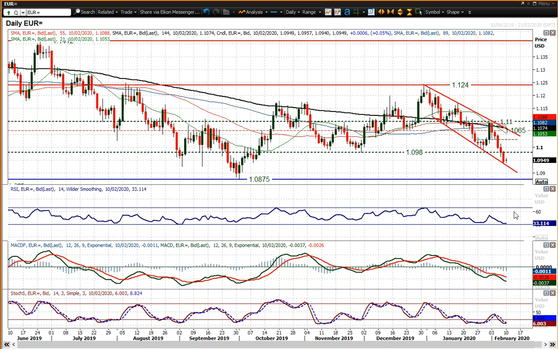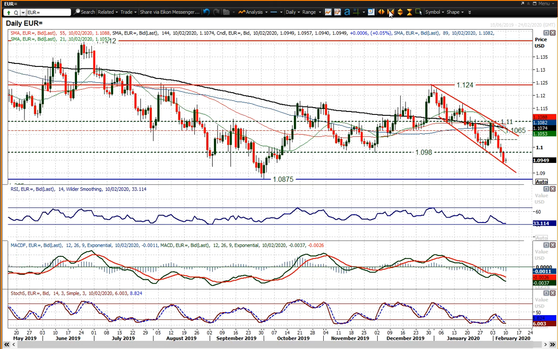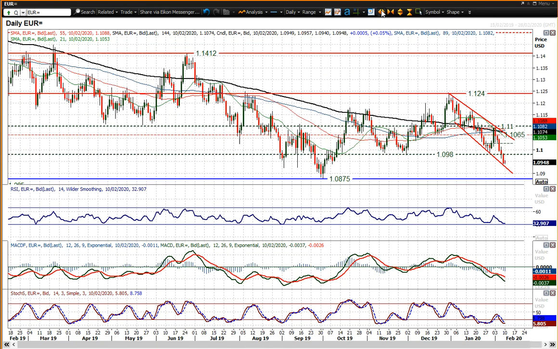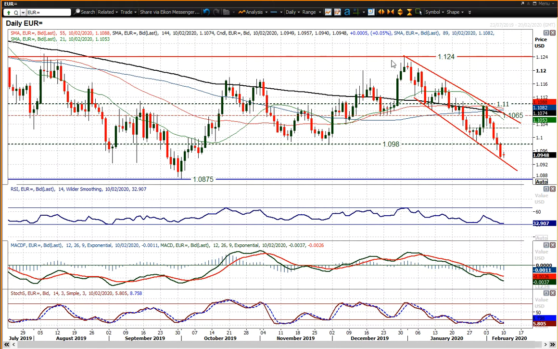Looking at the momentum indicators, they're all, once more, deeply negatively configured. MACD lines falling, as are stochastics in bear configuration. RSI low 30s. It doesn't tend to get below 30 though, mind you, on euro-dollar. So keep that in mind, the fact that it's not a million miles off the area where you do tend to see technical rallies setting in.